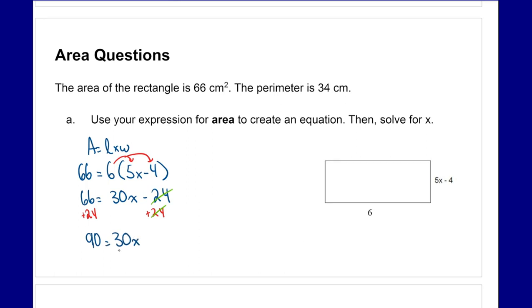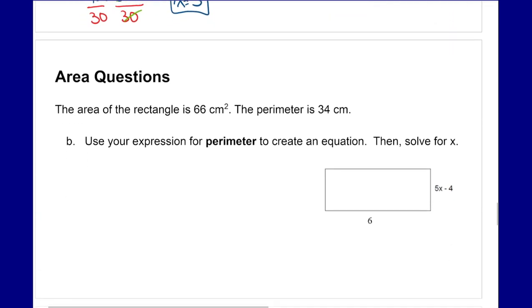You could figure it out or just jump right to the answer. If not, divide both sides by 30. One side cancels out, and we have x is equal to 3, or 3 is equal to x. So using the area equation and the known area, we've now solved for x.